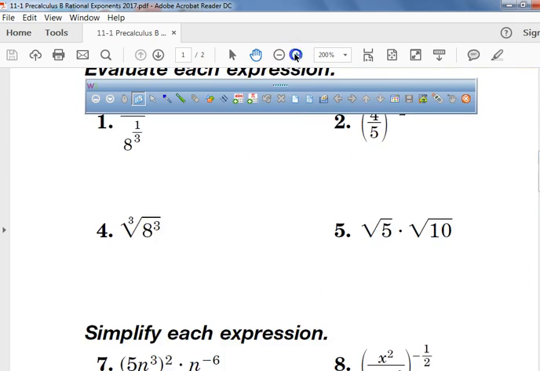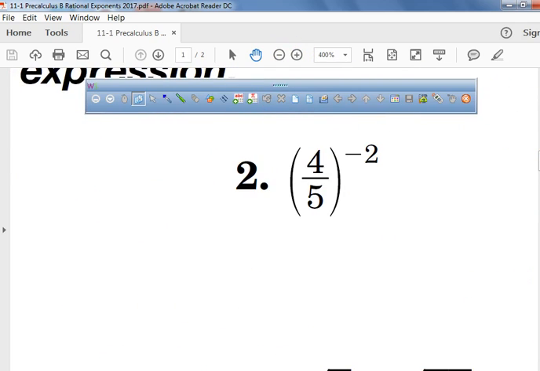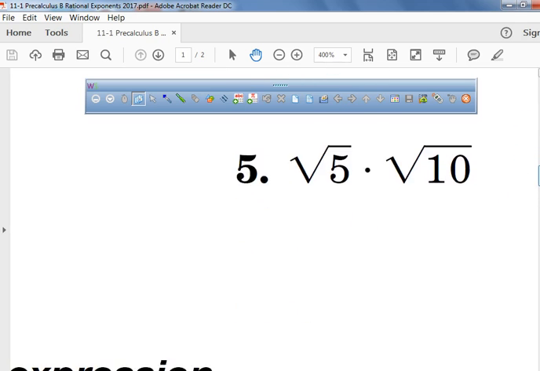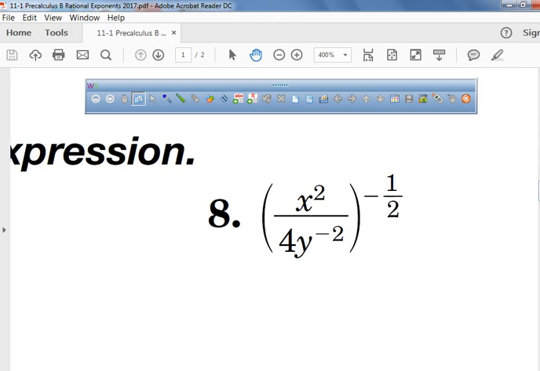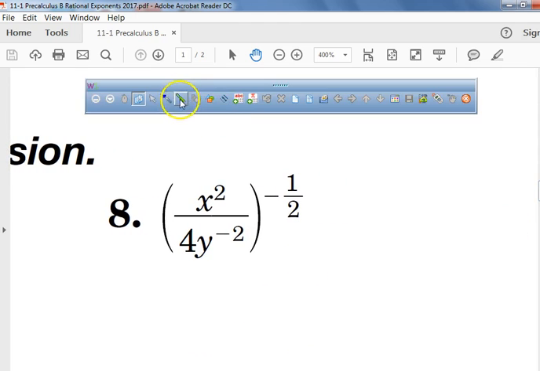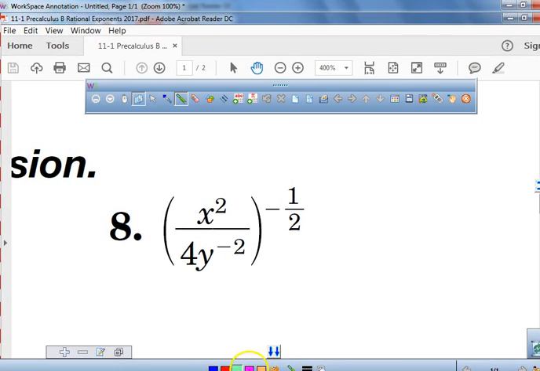Problem number 8 is a good problem because it requires some thinking. So listen up. This right here, everybody, is a power. This is a power. This is a power. And even though you can't see it, there's a cute little number 1 right there, 4 raised to the power of 1. That is also a power.